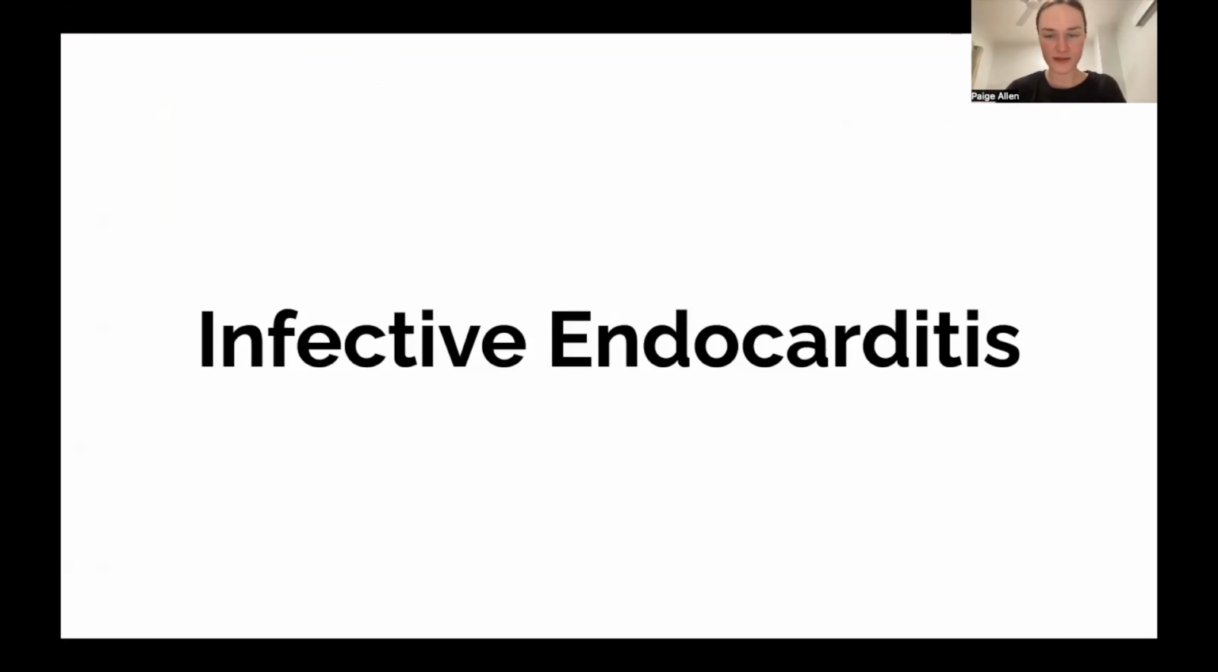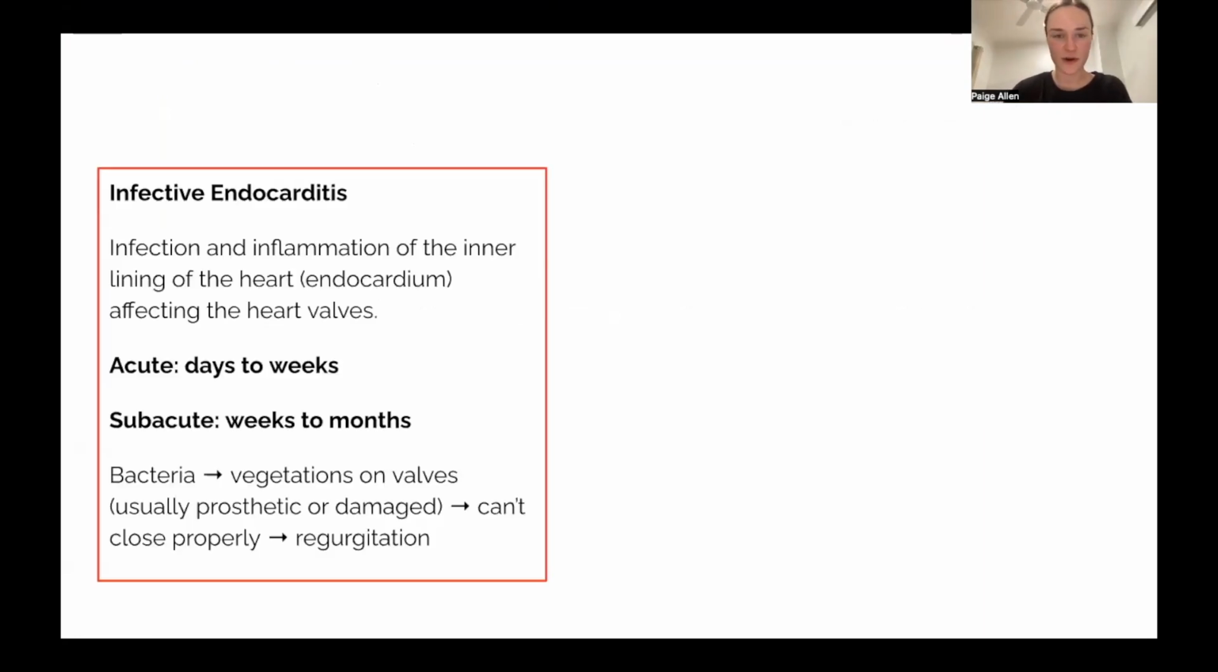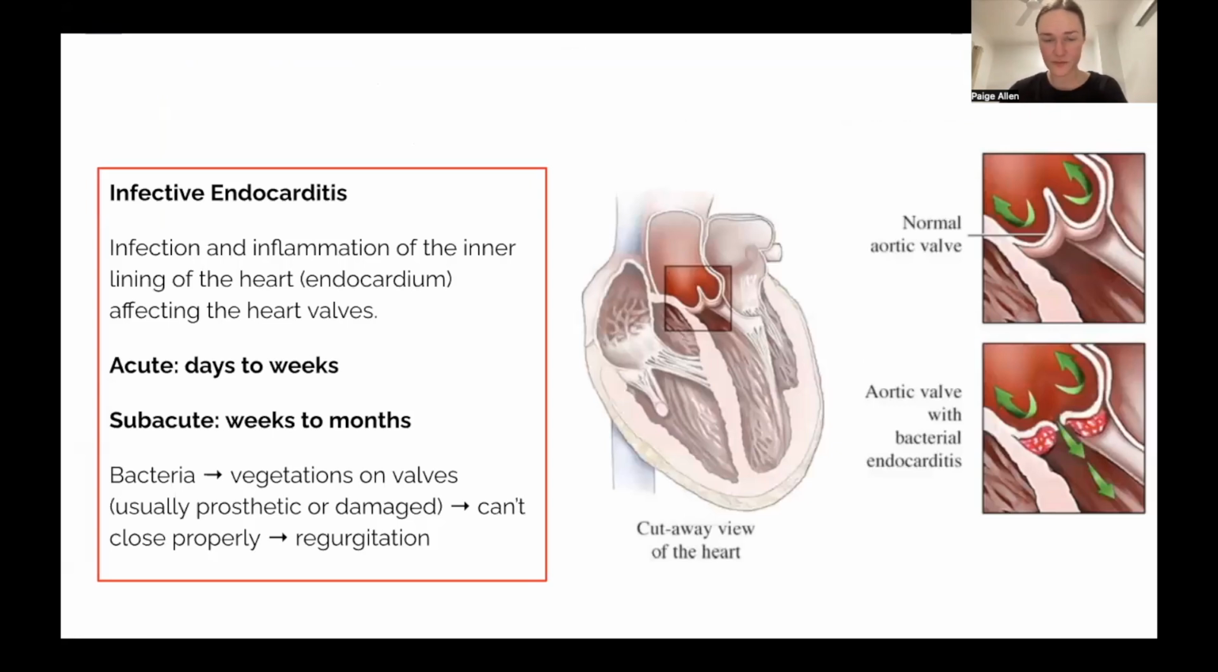On the topic of bugs and the heart, next up is infective endocarditis. Infective endocarditis is when you have bacteria in the bloodstream, which then cause inflammation of the endocardium, and therefore the heart valves, because they're a continuation of the endocardium, right? So you get these bacterial growths on the sides of the leaflets, so the valve doesn't close properly, hence why you get a new murmur. It happens either acutely, from days to weeks, or you can have subacute endocarditis, which can be from weeks to months.